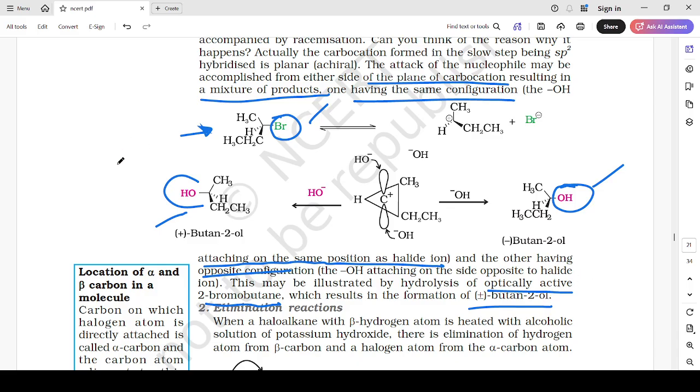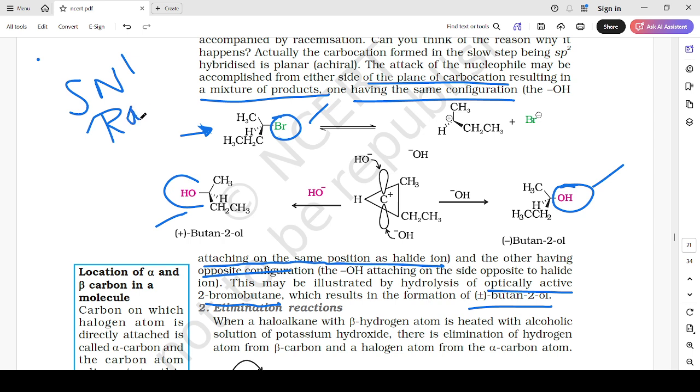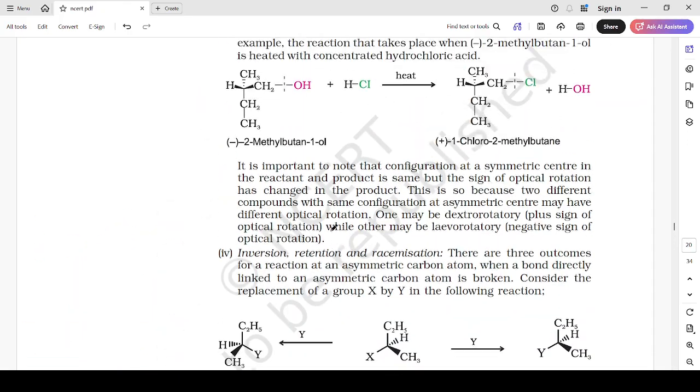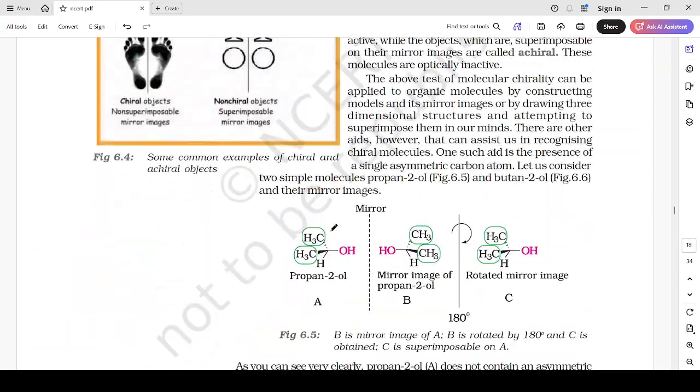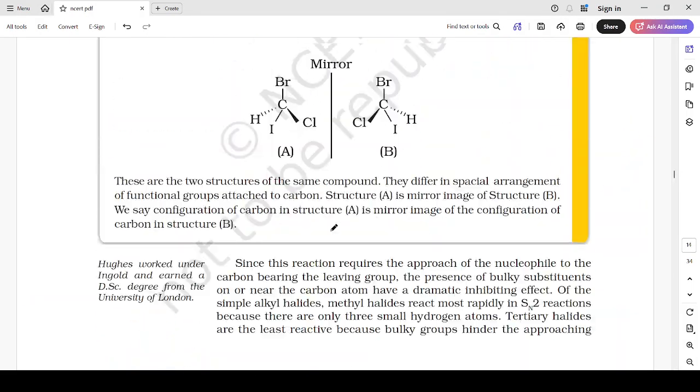So butan-2-ol. We can understand that the SN1 reaction leads to racemization of the product. Two products are possible for you. Clear till this? Yes, ma'am. Right. Let's go for the next process, which is SN2.